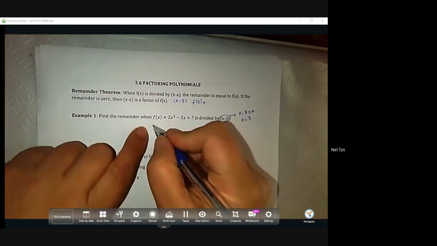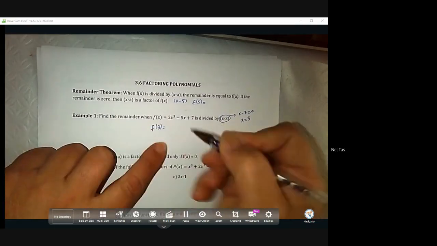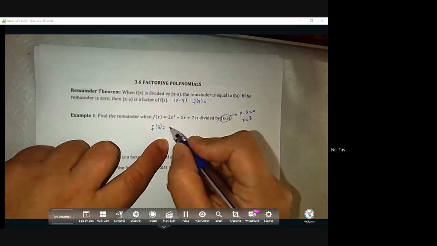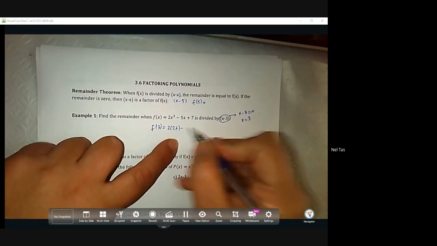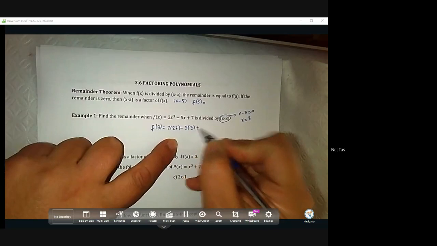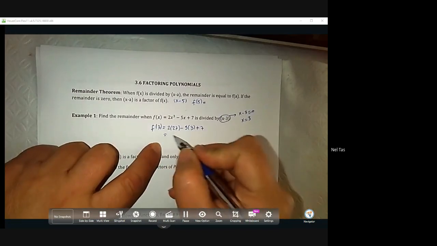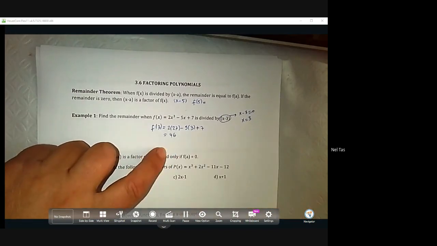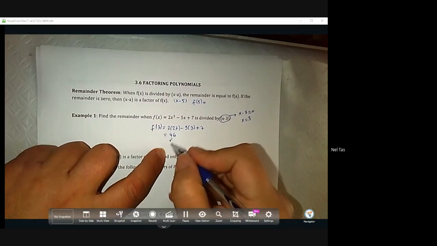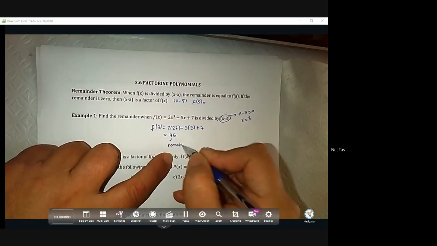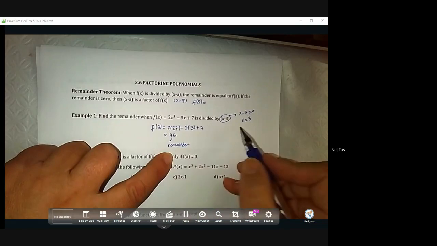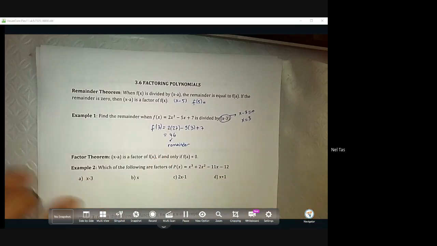Then you substitute 3 in the f function. So we get 2 times 27 minus 5 times 3 plus 7. And if you calculate this, you get 46. So that is the remainder, okay? When this f of x is divided by x minus 3.